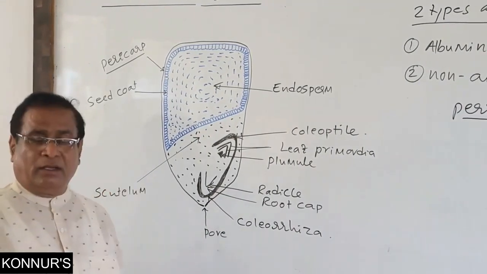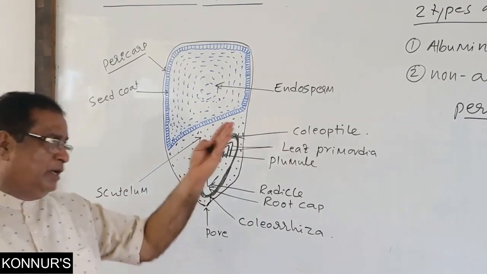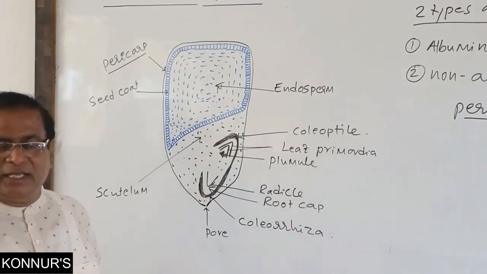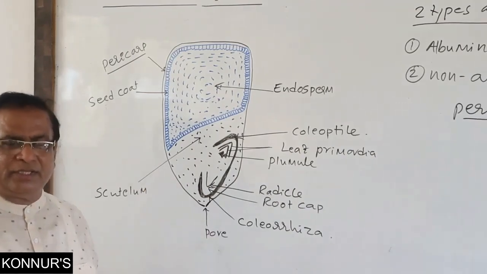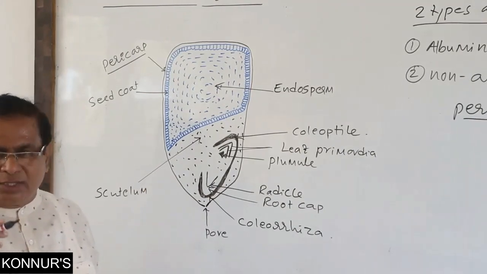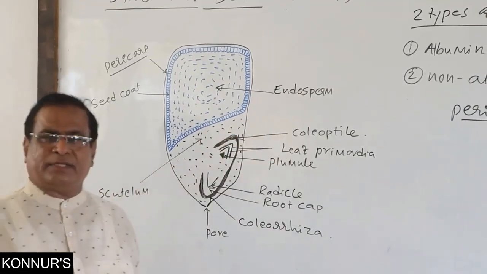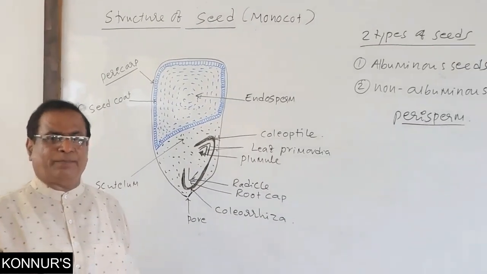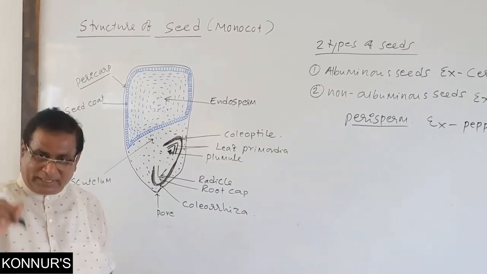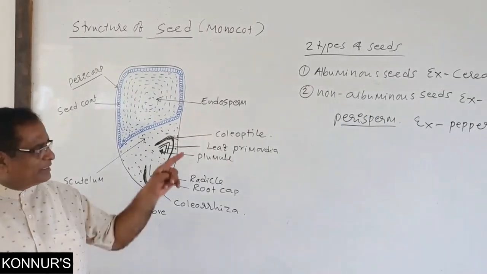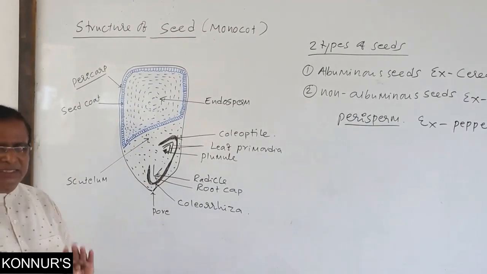And among the seeds, based on the presence or absence of endosperm, we have albuminous seeds where endosperm is retained, and non-albuminous seeds where endosperm is not at all present. There are even some exceptional cases, seeds from pepper as well as beet, where the nucellus is also present in the seed. That is said to be perisperm. And the structure at a quick glance.